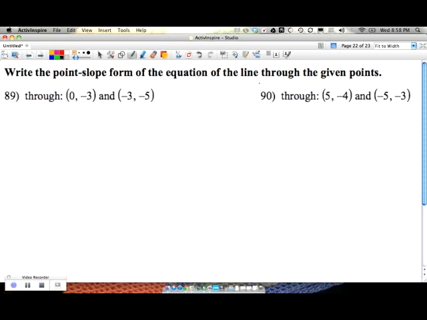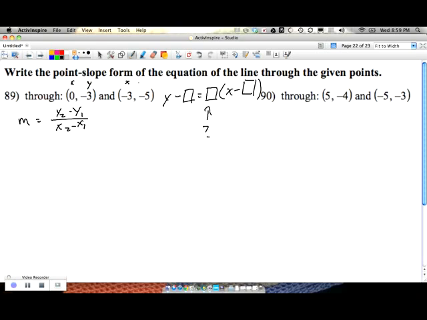Write the point-slope form of the equation of the line through the given points. Well, point-slope, remember, is y minus our y value equals our slope times x minus our x value. So I don't know my slope. I need to find it. Well, if you think back to that formula, the slope is equal to the difference in the y's over the difference in the x's. So let's look at that.